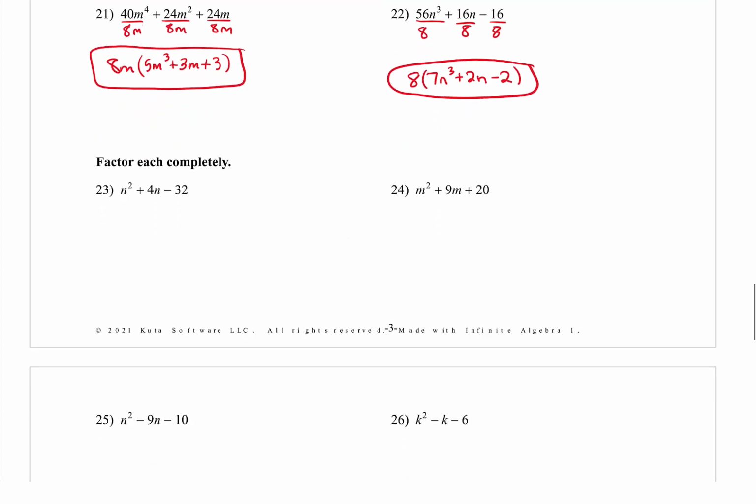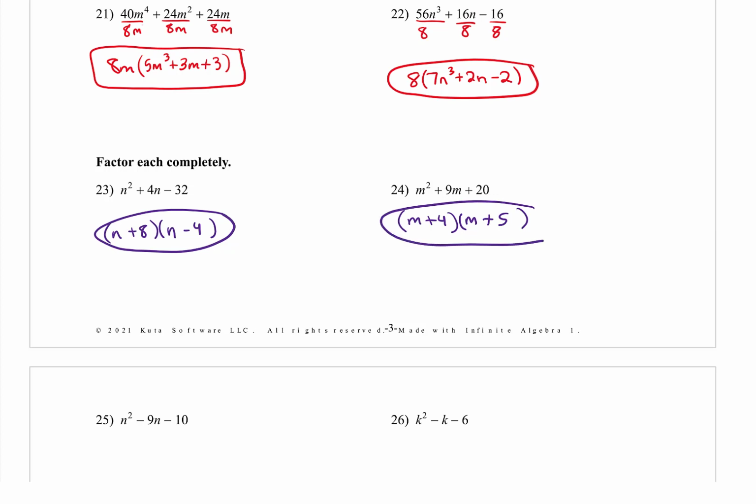Here we have to split this trinomial into 2 parentheses by saying the n squared splits up into n and n, and the negative 32 splits up by saying what multiplies to get negative 32 and adds to get 4, which is plus 8 and minus 4. Same thing on 24. So m squared splits up into m and m, and we say what multiplies to get 20 that adds to get 9, which is a plus 4 and a plus 5.